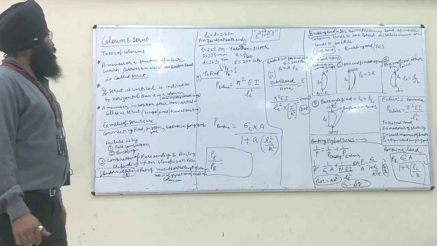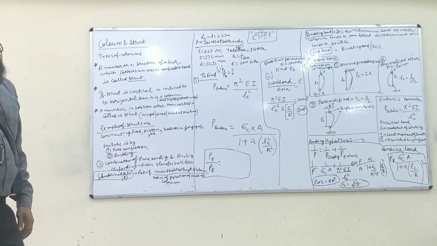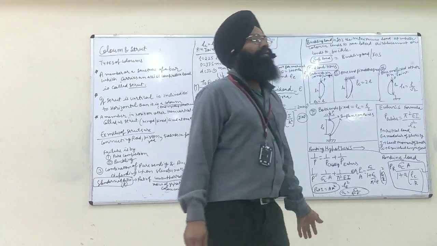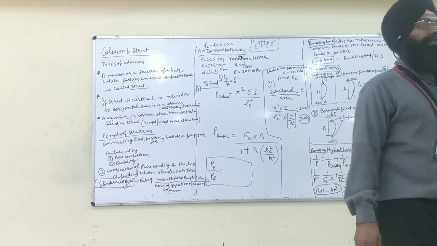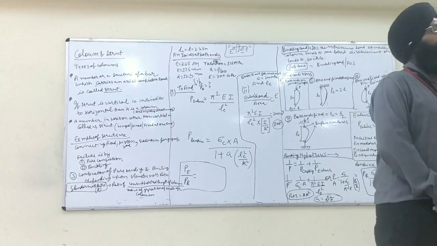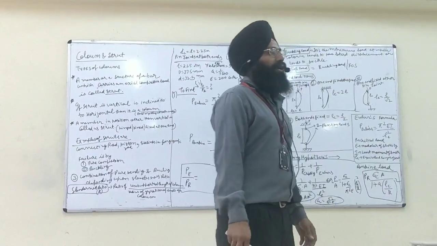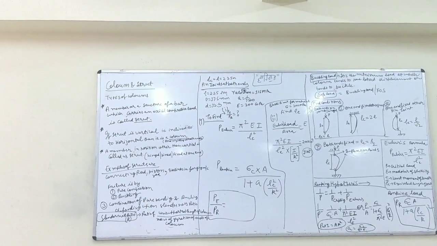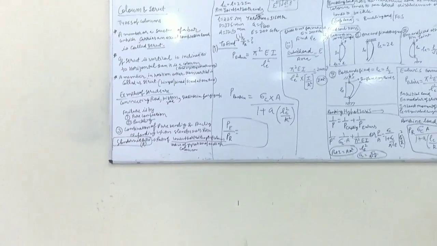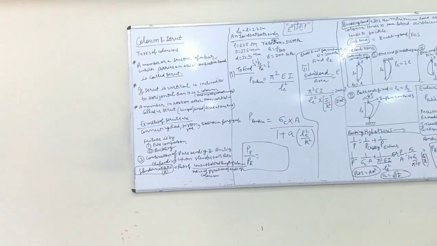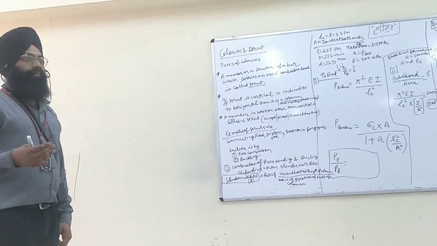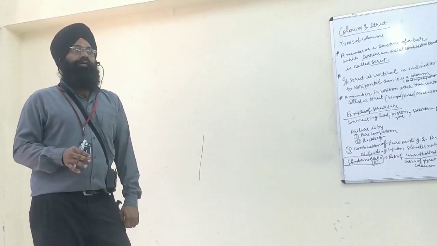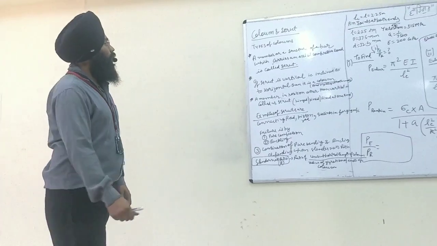We are here to start a new chapter, that is column and strut. In our daily life we are using columns and struts. We have millions of examples of columns and struts in our daily life. Let us see how we calculate what amount of load we need to apply onto a column, and what amount of load has to be applied onto a strut, so that we get a safe design.